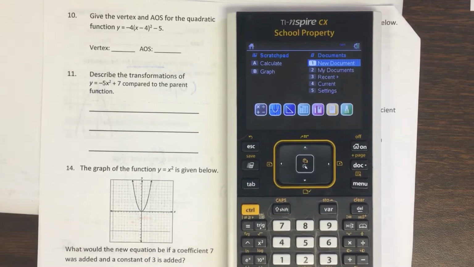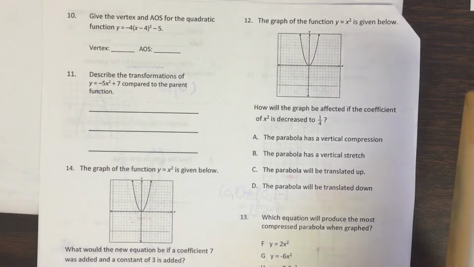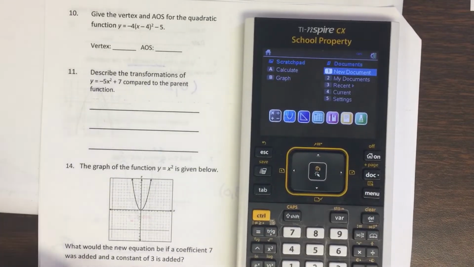Hey guys, in this video I'm going to go over the second part of the review. This is going to be questions 10 through 14. Actually, I have 2 through 14, so I'm going to go over the second page. I'm going to try and go through this fairly quickly, so at any point if you need to pause or rewind, please remember you do have that option.